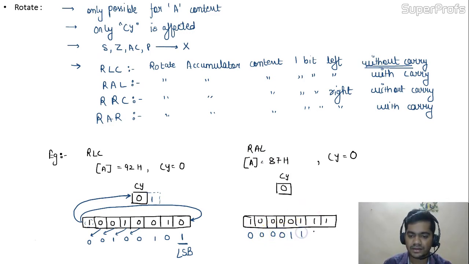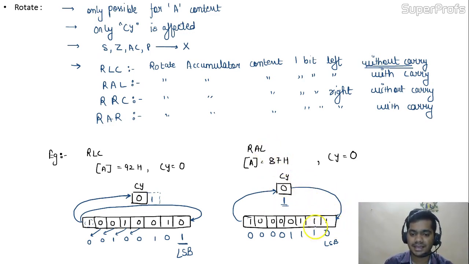Here would be 1 1 1. Now this 1 would go to carry and this would be changed to 1, and this previous carry would come to this LSB. So the output here would be 0. That is, this carry would come here as LSB and this MSB would go to the carry bit, and the carry now would become 1 and this 0, that is the previous carry, would come at LSB.